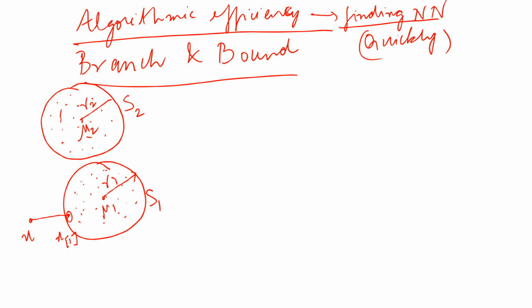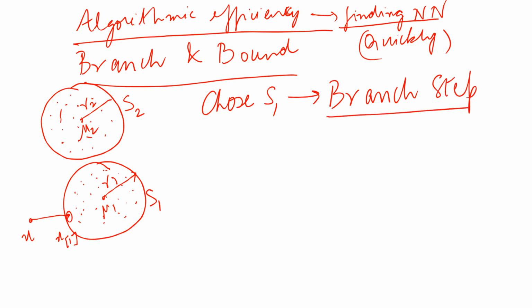Maybe we can consider it temporary for now because a closer point might lie in S2 as well, but let's keep this for now. So I have these two options of jumping into the cluster S1 or S2, but I chose S1. And so this is my branch step. This is exactly my branch step. I had the choice of two branches, and I got down to one of them.